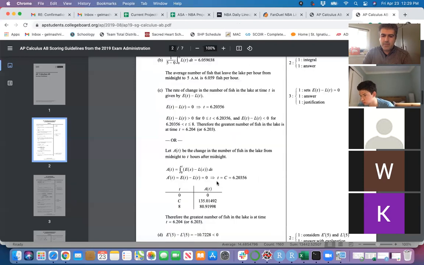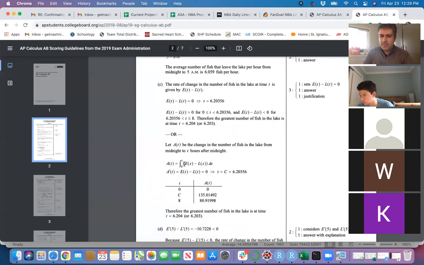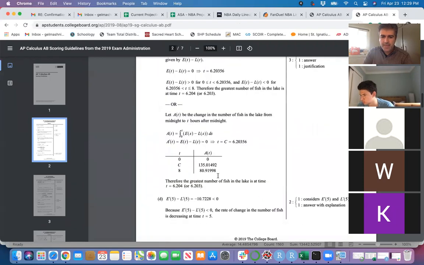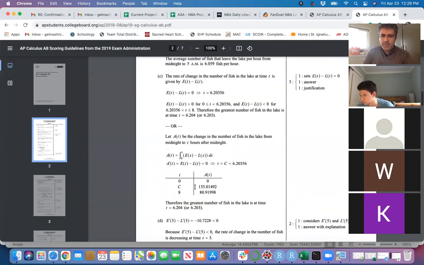That's because when I did the integral to represent the number of fish, that took a derivative and realized the critical point. So you had to find the critical point, get the answer, and then the justification is kind of like stating the EVT, that you're looking for an extreme value. I think that's part of your justification.